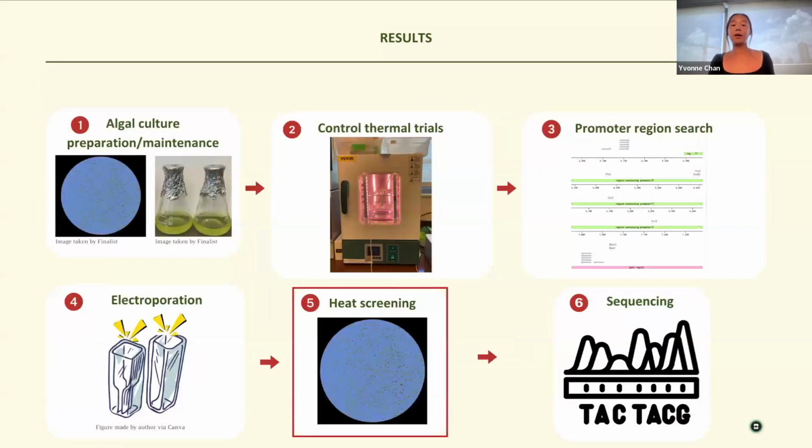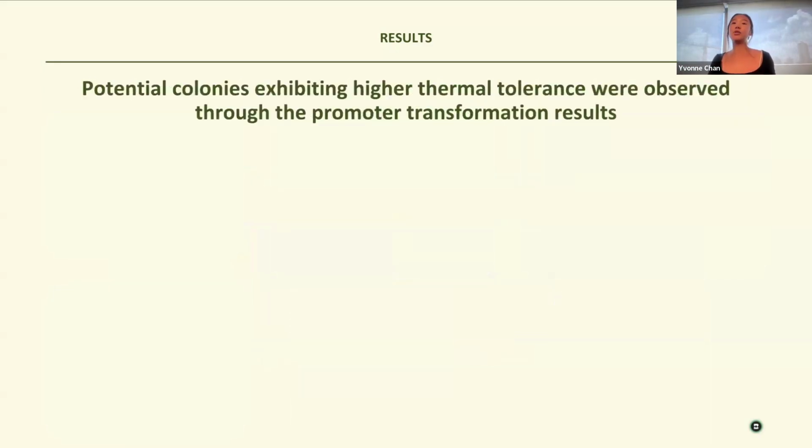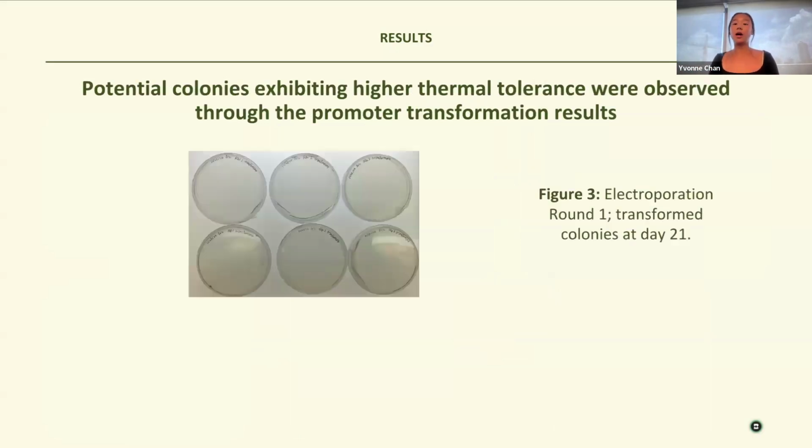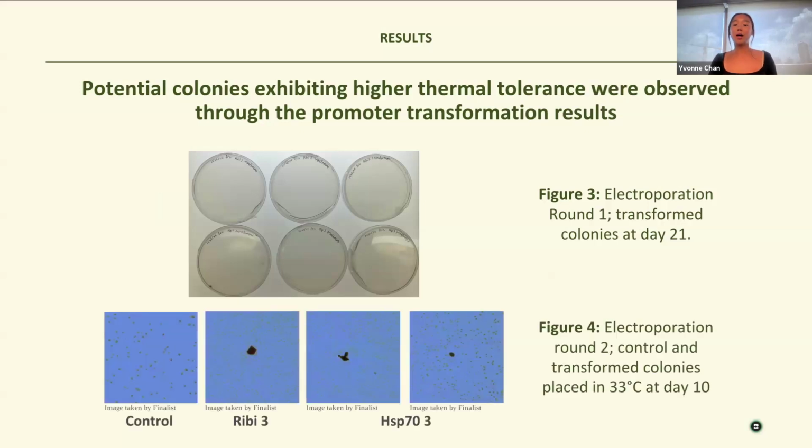So from here, my heat screening results: I was able to observe potential colonies that were exhibiting a higher thermal tolerance through the promoter transformation results. In figure 3 shown is my round 1 of electroporation. And in my first round, there were no colonies seen growing at the thermal maximum temperature. However, in figure 4, you can see on the bottom are 3 tiny little colonies that were growing at 33 degrees Celsius, at the thermal maximum, which is where they're supposed to die off.